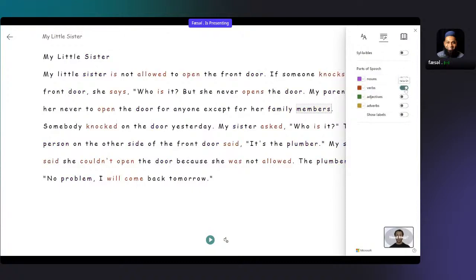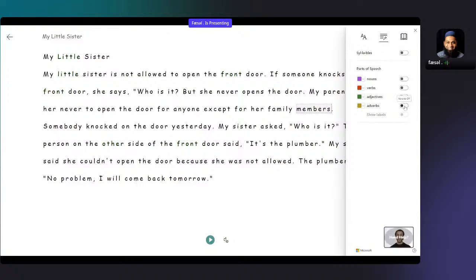Verbs, आप जानना चाह रहे हैं what are the verbs in this text? Is, verb, allowed, open, opens, said, was, will come, couldn't open. All of these are verbs. You want to know what are adjectives? Everything that is in green, little, is an adjective. Front is an adjective. Other is an adjective. All of these are adjectives.